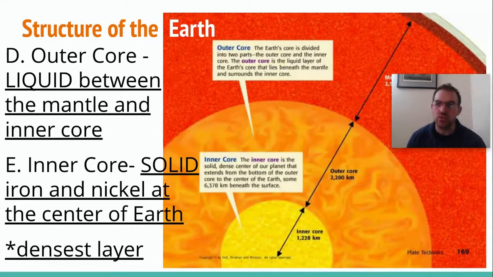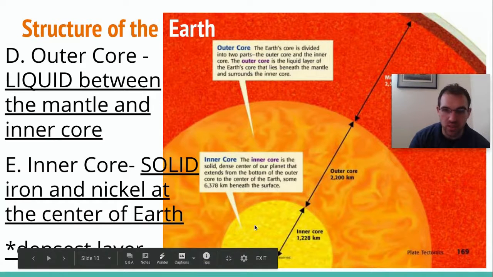Now we're going to get further into the Earth. So the next layer down is going to be the outer core. The outer core and the inner core are both very similar to each other. The major difference, I mean, they're both made of the same stuff. We already established that. It's both iron and nickel. But the major difference between them is that the outer core is liquid, whereas the inner core is solid.